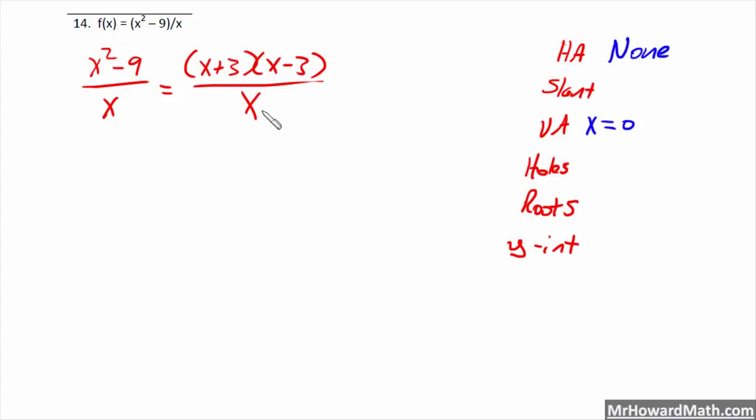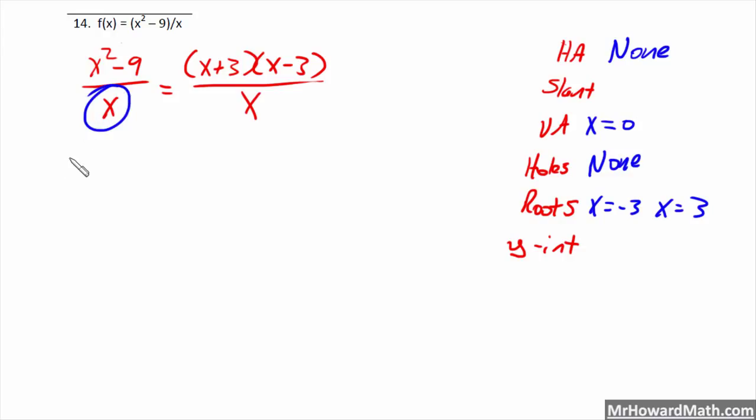Holes come from factors that cancel between numerator and denominator, so we don't have any factors that cancel between top and bottom, so no holes. Roots come from factors in the numerator that do not cancel, so both of these will give us roots, one at -3 for that factor and +3 for that factor, so x equals -3 and x equals 3 will be roots.